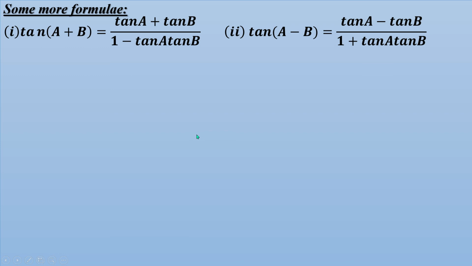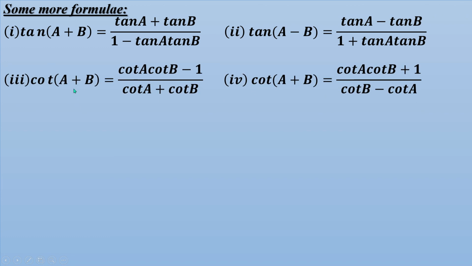Some more formulae are very essential for solving this exercise. That means tan A plus B equals tan A plus tan B divided by 1 minus tan A tan B. Tan A minus B equals tan A minus tan B divided by 1 plus tan A tan B. Cot A plus B equals cot A cot B minus 1 by cot A plus cot B, or you can write here cot B plus cot A. Cot A minus B equals cot A cot B plus 1 divided by cot B minus cot A. Here will be cot A minus B, not plus. When minus, here will be plus, whereas when plus, here will be minus.